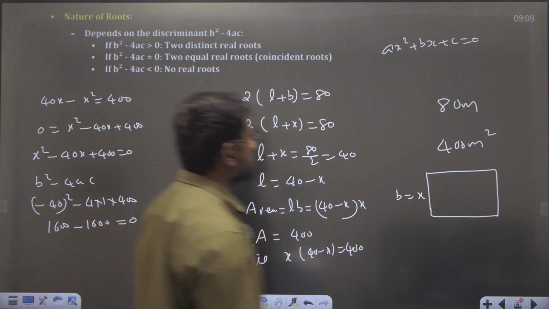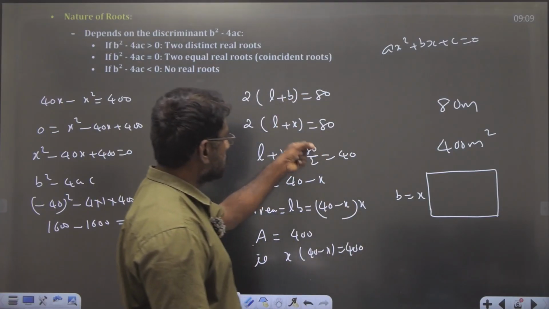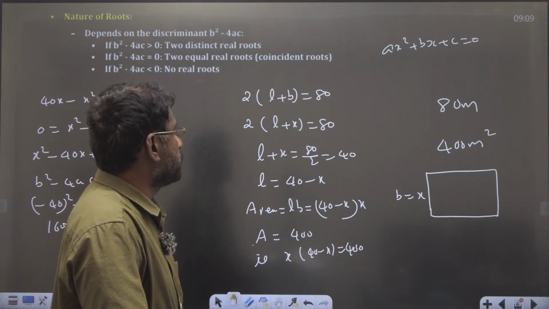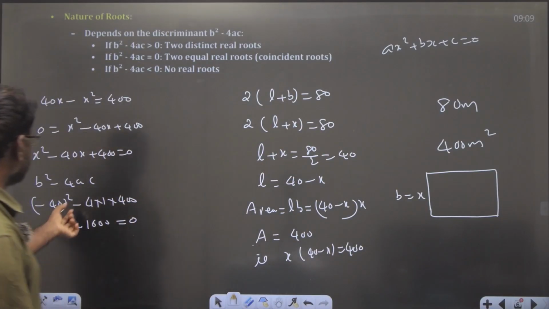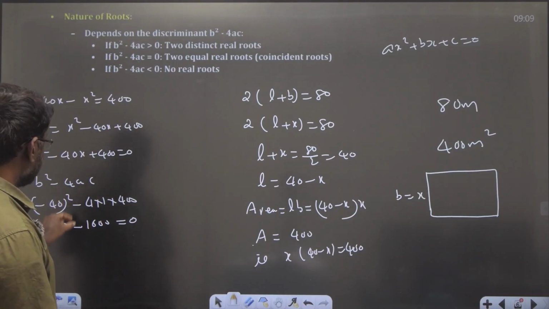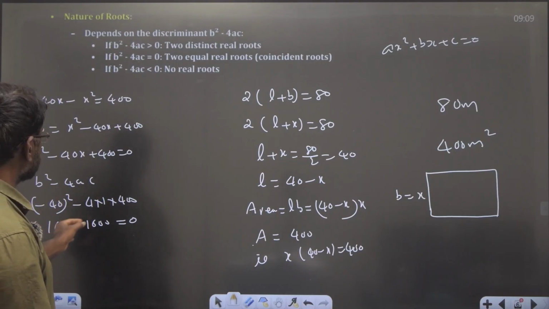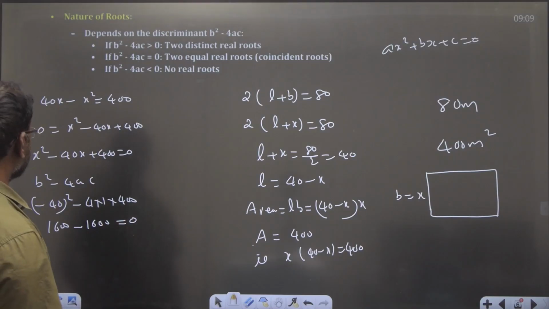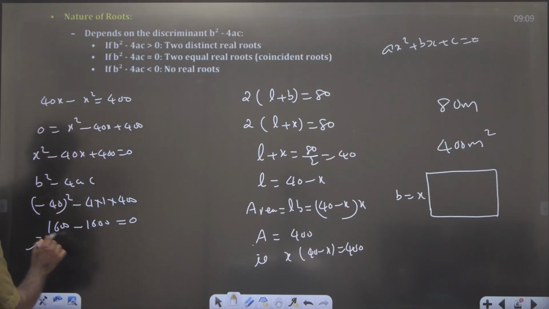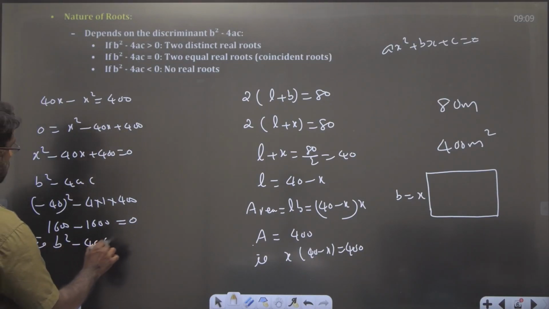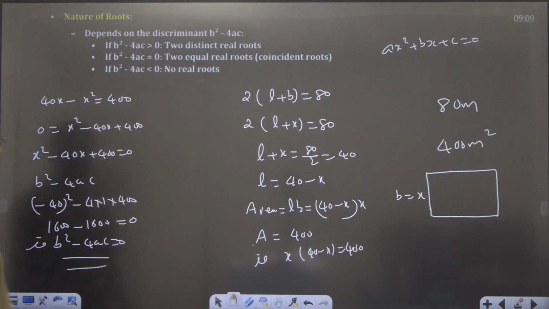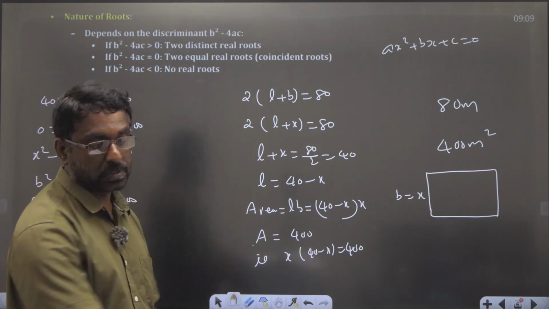We can solve this question when we find out the nature of the roots. It is equal to 0. b square minus 4ac equal to 0. That means there exist equal roots.